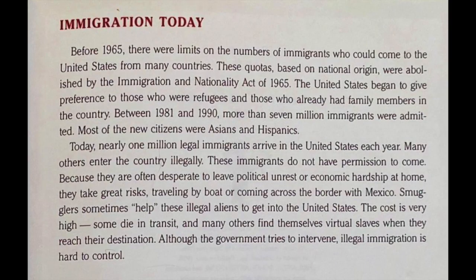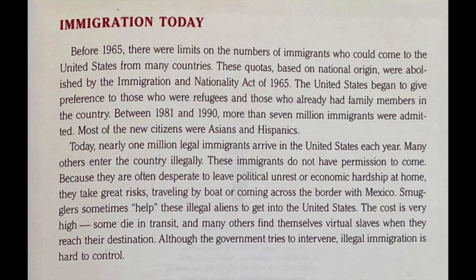Immigration today. Before 1965, there were limits on the numbers of immigrants who could come to the United States from many countries. These quotas, based on national origin, were abolished by the Immigration and Nationality Act of 1965. The United States began to give preference to those who were refugees and those who already had family members in the country. Between 1981 and 1990, more than 7 million immigrants were admitted. Most of the new citizens were Asians and Hispanics. Today, nearly 1 million legal immigrants arrive in the United States each year.